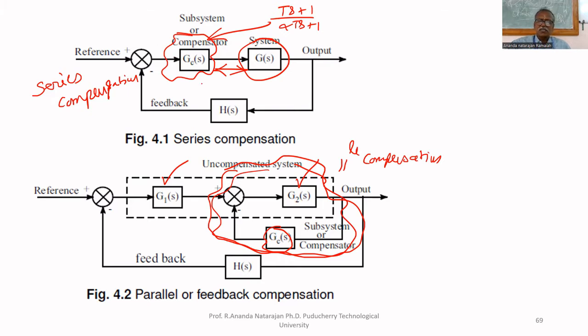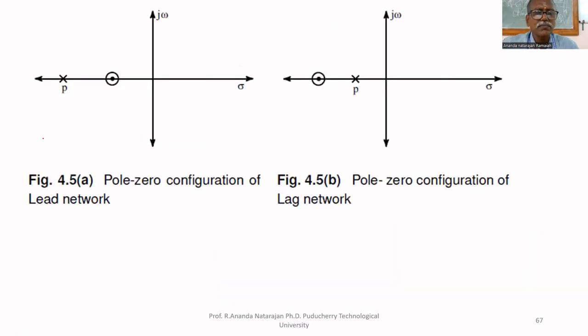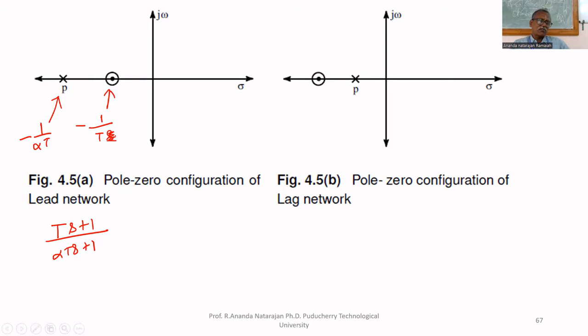Here, this is very simple series compensation that we are going to see today. Here, I told you that the compensatory system may be tau s plus 1 upon alpha tau s plus 1. What is this? The zero is at minus 1 by tau, and where is the pole? The pole is at minus 1 by alpha tau. Minus 1 by tau and minus 1 by alpha tau. These are the zero and pole. This is in time constant form.